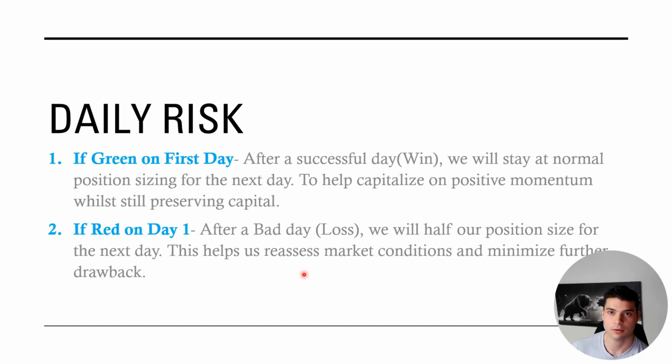But let's say I'm red on Monday, right? After a bad day, after a loss, we're going to take our position size and just halve it. All right. So I want to reassess how the market conditions are. If I'm having a bad day on Monday, there's probably a reason for that, right? I want to look at the market conditions and understand why I lost that trade, because I rarely have a losing day. So I always want to reassess the market condition and understand why I lost any trade. And I also want to minimize further drawdown. I don't want to lose more money. I'm not going to go in full size after a bad day and lose more money, right?